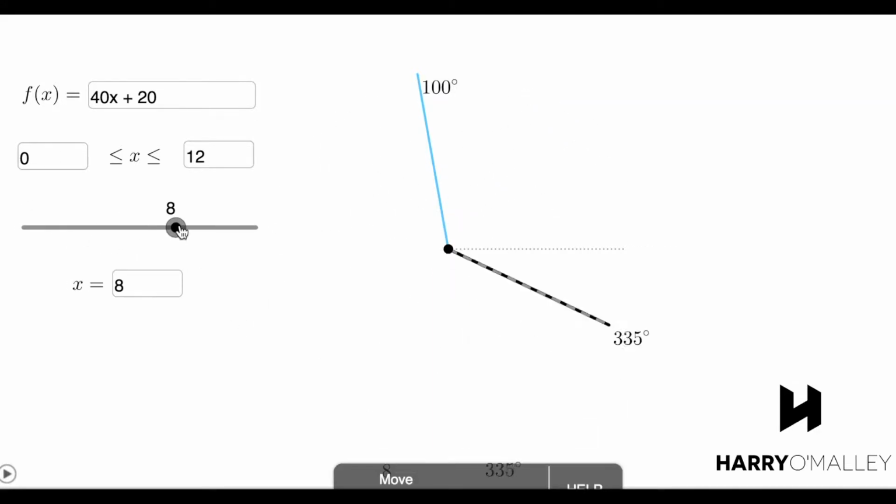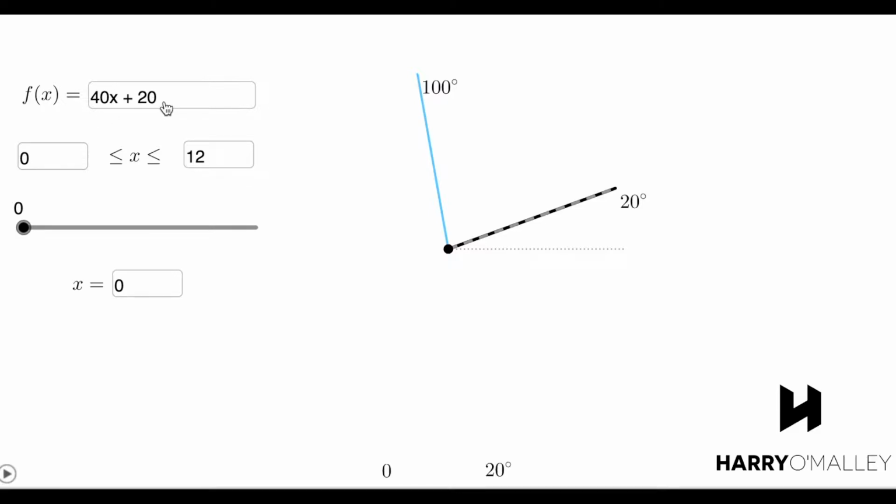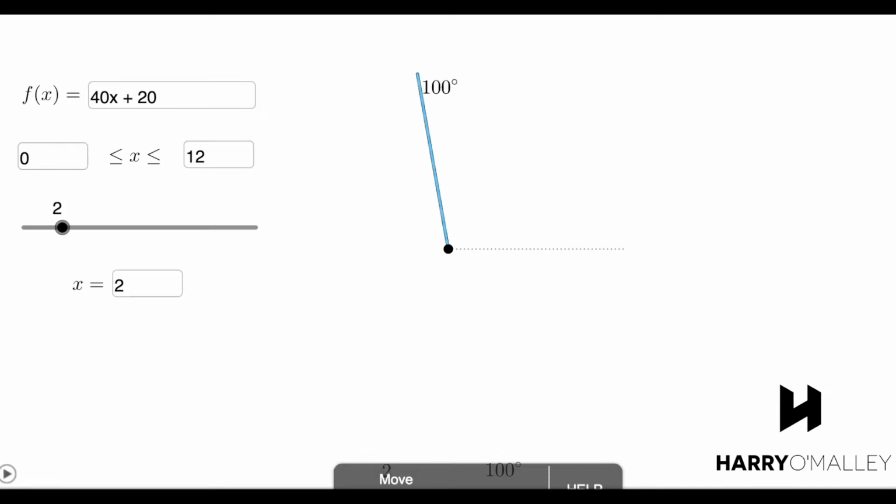Now I know that's the function, and I want to know when that function is equal to 100. So I solve it. 40x plus 20 is equal to 100, and if I was in Wolfram, I would have it solve it, and it would give x equals 2 as the solution, and now everything's in line. So that's how you do it.